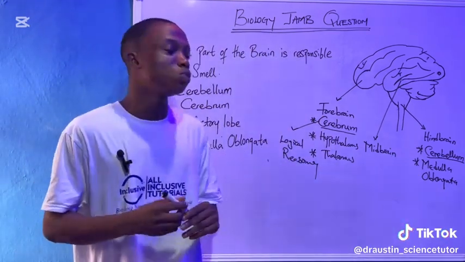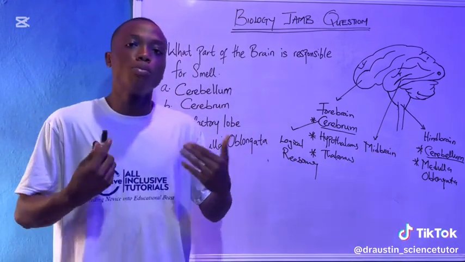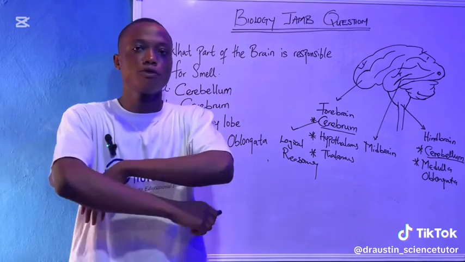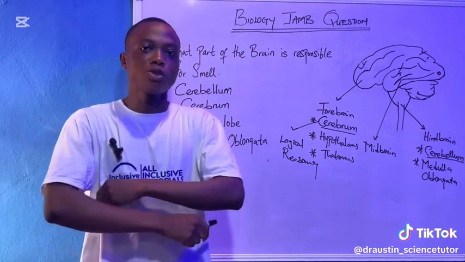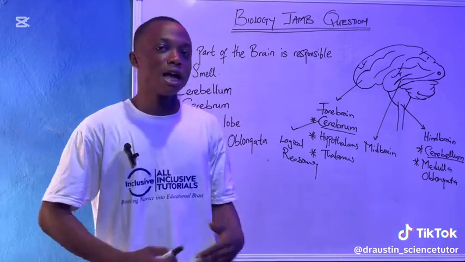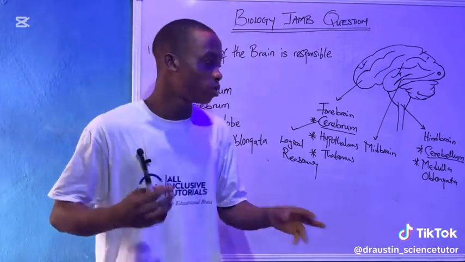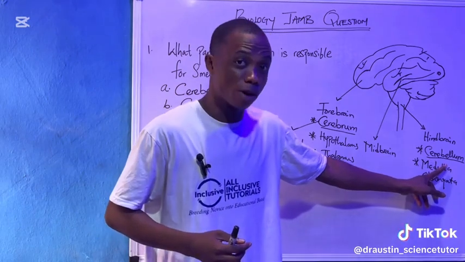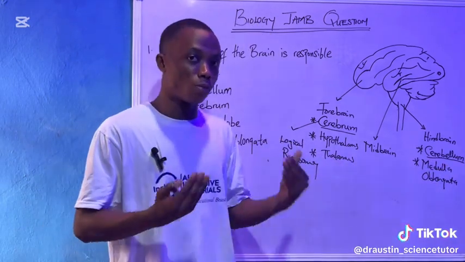Then we have cerebellum. This cerebellum is responsible for posture. I can fold my hand now. I can decide to raise it, I can decide to sit down, I can decide to jump. Why? Because the cerebellum is responsible for posture.